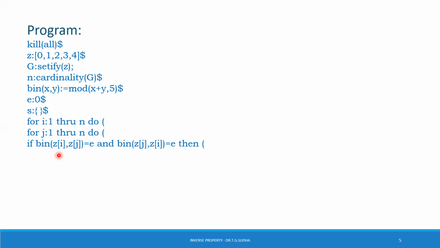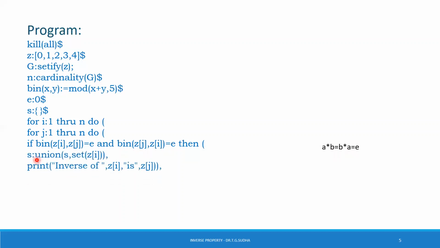Here bin of z of i comma z of j is equal to e, and bin of z of j comma z of i is equal to e. That is, it is similar to a star b is equal to b star a is equal to e. Then a and b are said to be inverse of each other. So in a similar way, here we have written it in terms of the defined function bin.